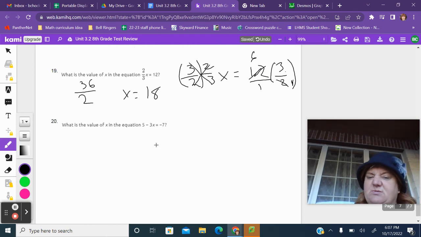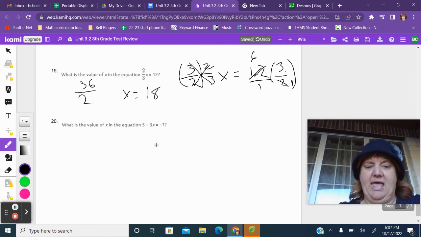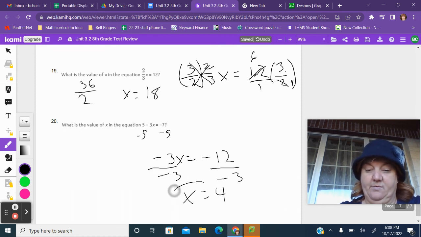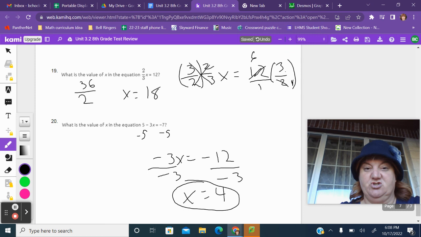One more. Boy, this was fast. So we have minus 5 minus 5. Negative 3x equals negative 12. Divide by negative 3. Divide by negative 3. X equals positive 4. Know your integers.